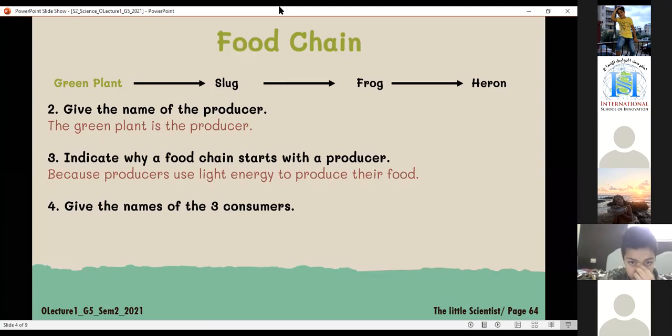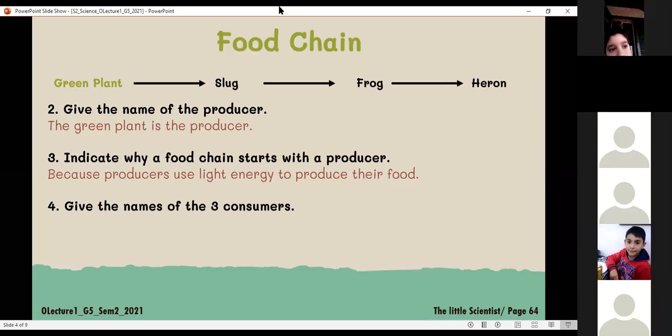Consumer? The heron. Excellent. Bravo. Rama, Ali Rida said heron. Say something else. The frog. Perfect. Bravo. Ahmad Watfa, good morning. The heron and the frog are consumers. And what is the third consumer in this food chain?